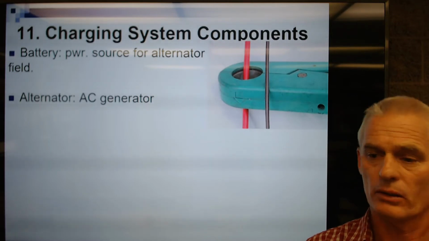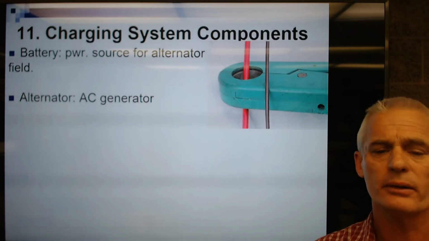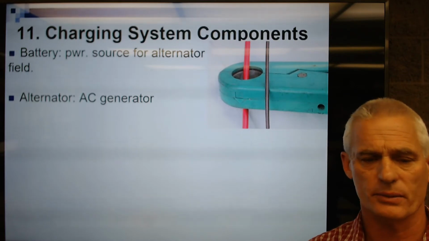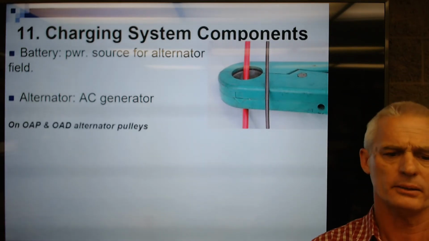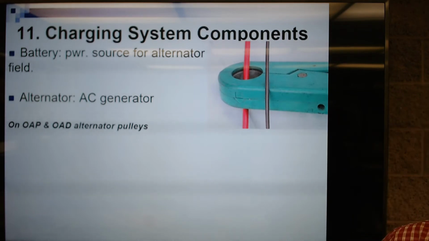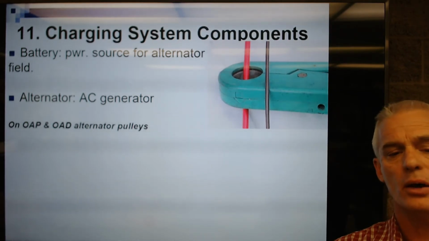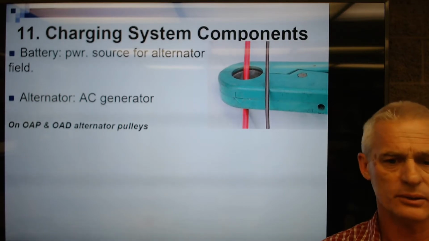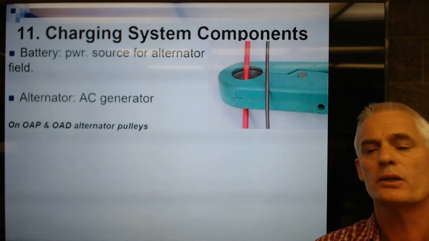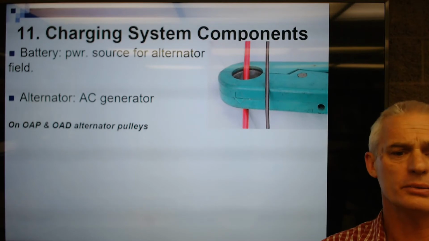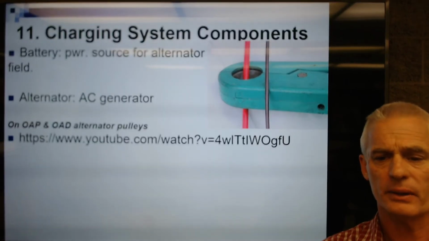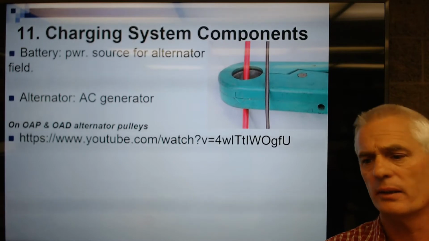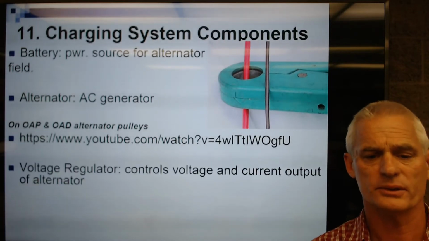So then we have an alternator, which is an AC generator. It's going to make AC current. Again, we convert it to DC with a series of diodes. We'll talk about that. We have some sort of a pulley, and we have some OAP and OAD alternator pulleys. These are basically decoupling pulleys that we're using on modern cars to prevent vibration and to reduce drag and things. And we can look at that on that YouTube video to learn what they are. But we have alternators with types of alternator pulleys.